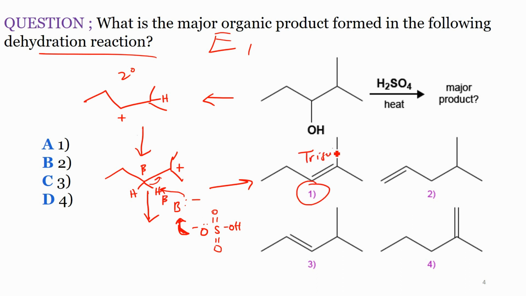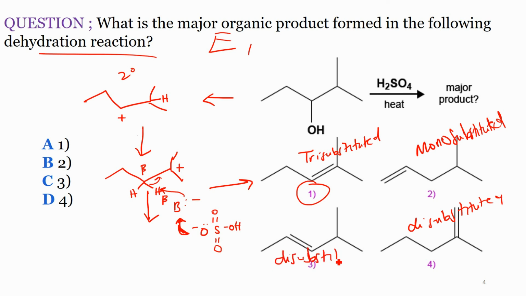This is trisubstituted according to Zaitsev's rule. This is monosubstituted. This is disubstituted. This is disubstituted. You see, even without going through the mechanism, just relate the diagram to the backbone of the structure of the starting material. If you look for the one that's more substituted, you'll always be right. So the answer is one. Okay.